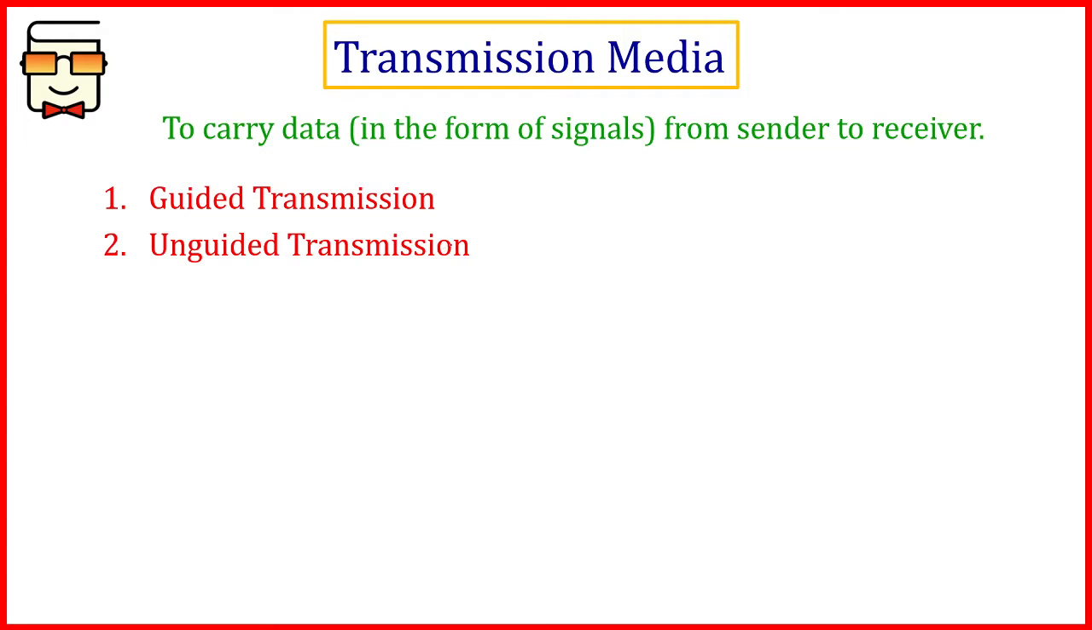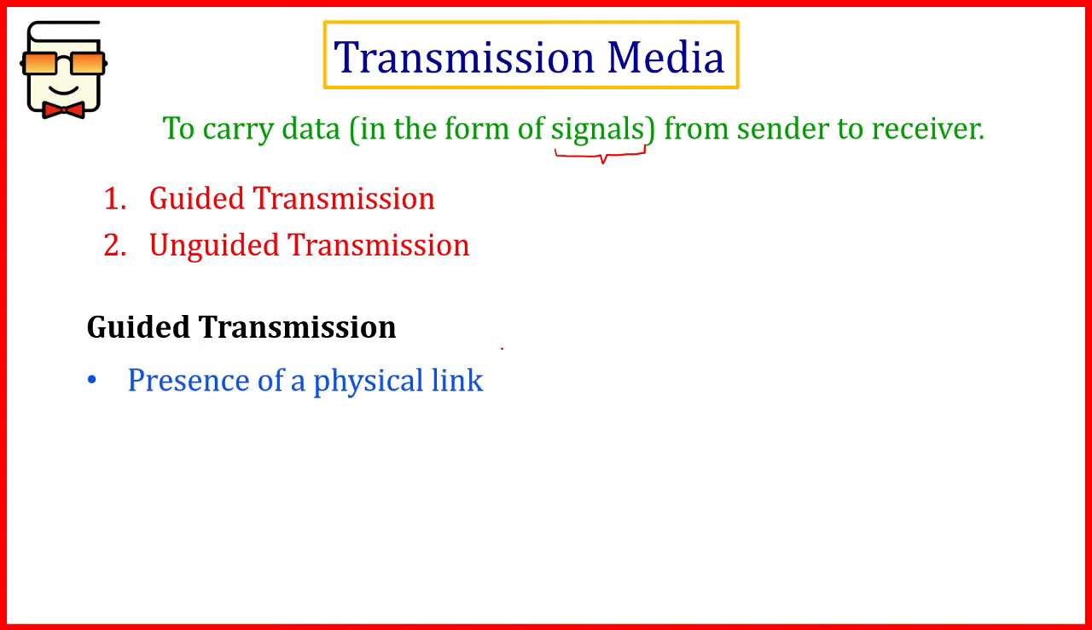The communication of data will happen in the form of signals. Now these signals can be of different kinds. Now we'll see what the different kinds of transmission media are and what signals are used in each of them. So let's start with guided transmission first.